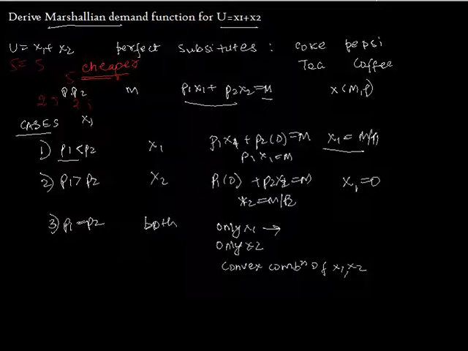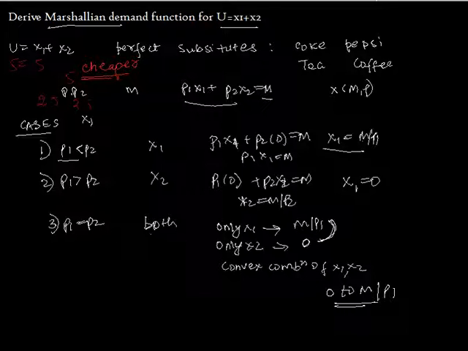Now in case of only x1, what is the demand function for x1? M upon P1. In case of only x2, what is the demand function for x1? It is equal to 0. x2 is M by P2, but x1 is equal to 0. In case of a convex combination of x1 and x2, it will be somewhere between these two. You're buying nothing of x1 or you're buying all of x1, so it will lie somewhere in between these two. So it will be 0 to M by P1.